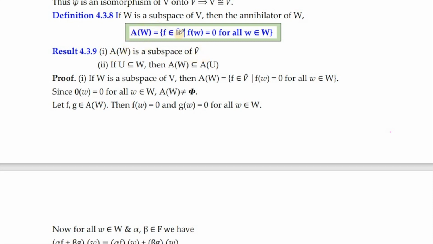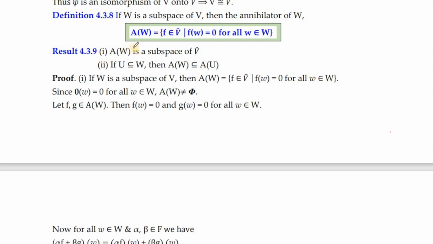It's a subspace of V cap, and whenever U is a subspace of V which is contained in this subspace W, then the relation between their annihilators is that the annihilator of W is contained in the annihilator of U. So if W is a subspace of V, then A(W) is given by this.